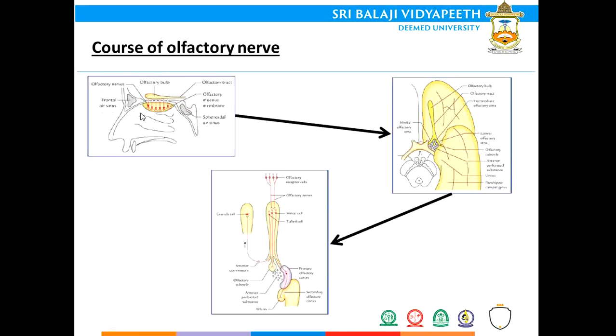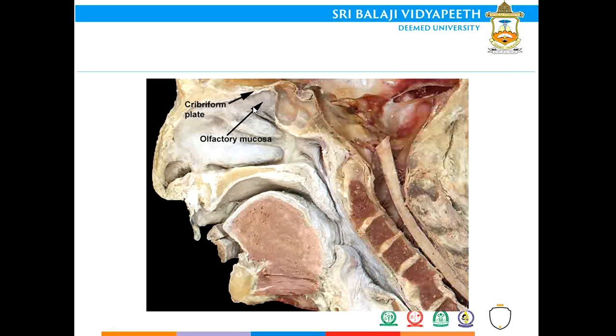You can see again the same thing here. This is the olfactory tract, lateral olfactory stria, medial olfactory stria. This is the olfactory bulb. This is the diagram of the olfactory bulb, where you can see the mitral cells synapsing with the olfactory neuron, and here is the primary olfactory cortex and entorhinal cortex. Fine. Now you can see this diagram. Here is the cribriform plate of the ethmoid bone. This is the olfactory mucosa, where the bipolar neurons are, which will pierce this and enter the anterior cranial fossa.